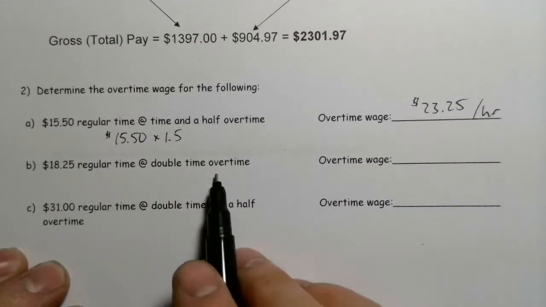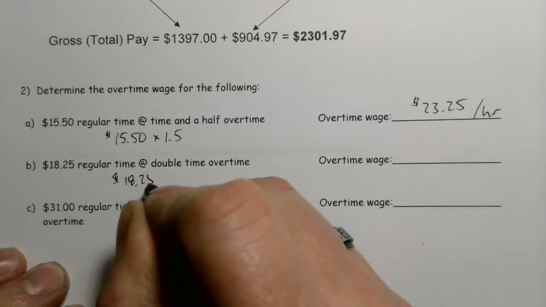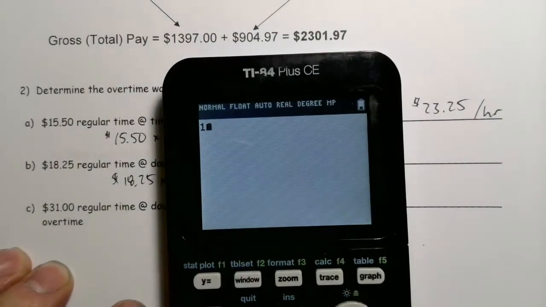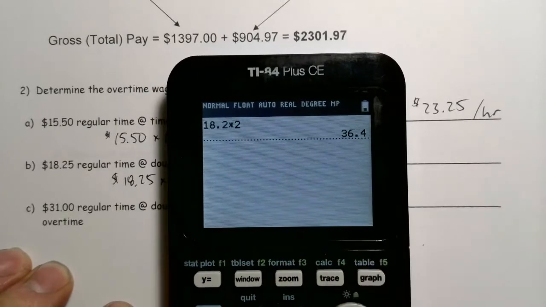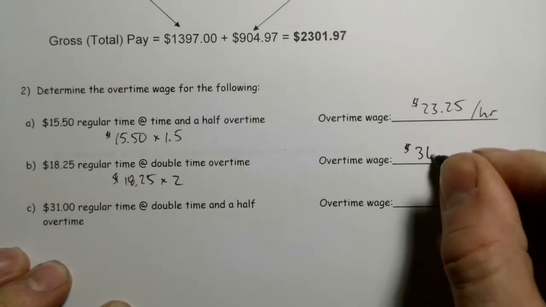$18.25 regular time, but we're going to get double time for overtime here. So we're going to take that $18.25, and this time we're just going to multiply by 2. So $18.25 multiplied by 2 and we get $36.40 an hour. That's kind of nice.